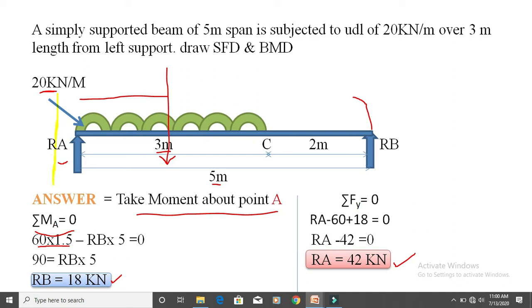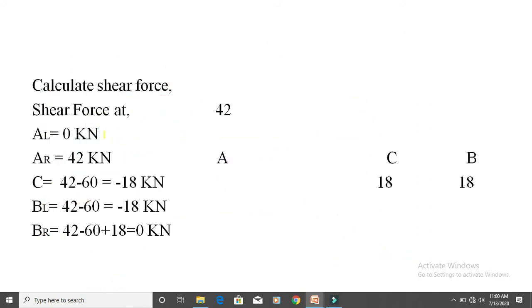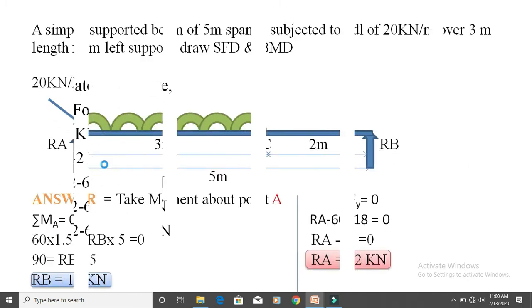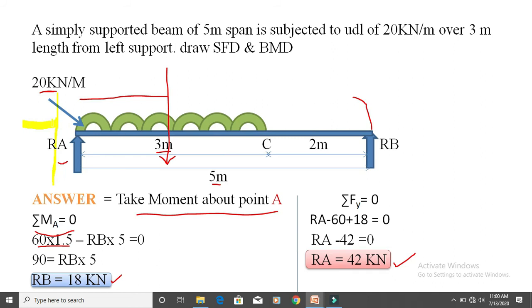Look, left of that line, the vertical line, there is no force, so A left is 0. The next, A right, is 42 kilonewton, which means this line is now drawn right of the A, so you should draw the line here.